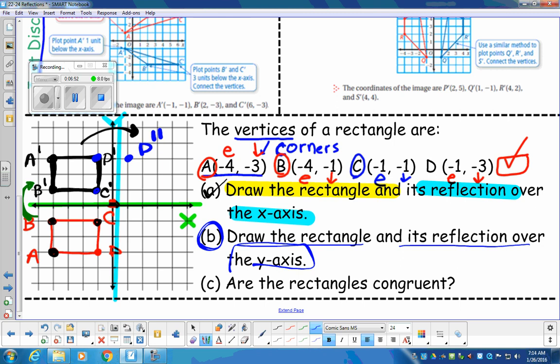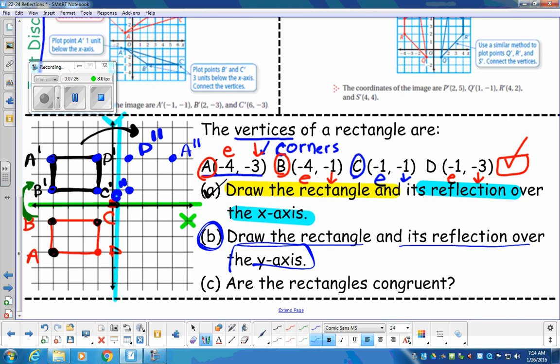Then C prime, it's 1 unit away from the y-axis. When I flip it over, I end up landing right here, which becomes C double prime. If we're going too fast right now, you need to pause the video and rewind. If you have a sub right now, you very politely, respectfully ask for them to stop the video so you can catch up. A prime looks like 1, 2, 3, 4 units away from the y-axis. So when I flip over the y-axis, it needs to be 4 units away. 1, 2, 3, 4. This becomes A double prime, second reflection.